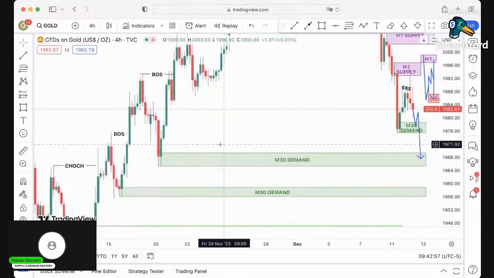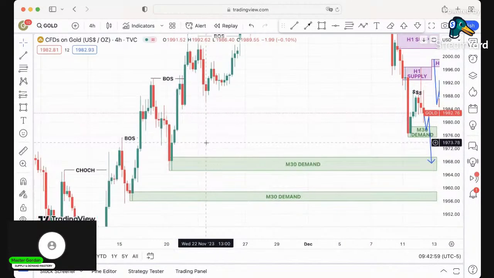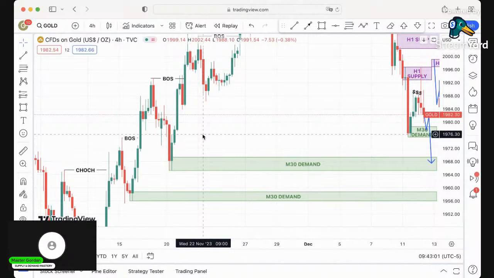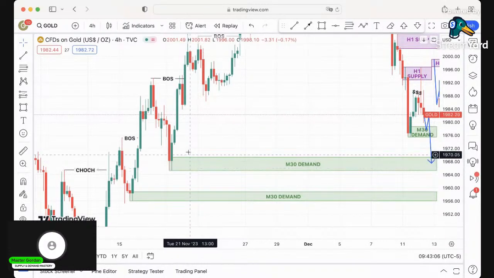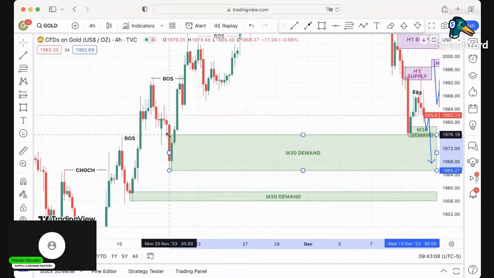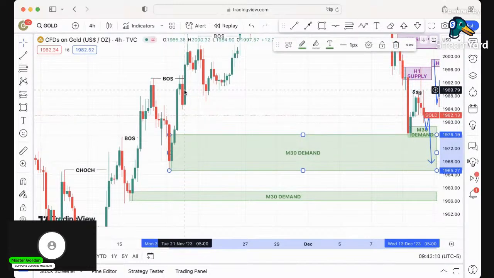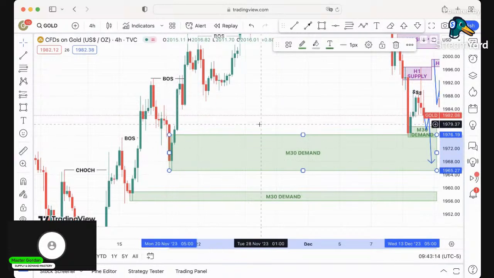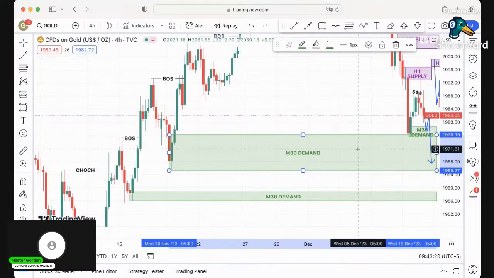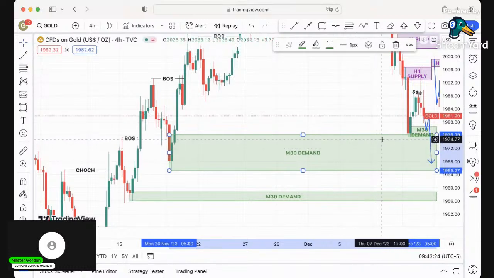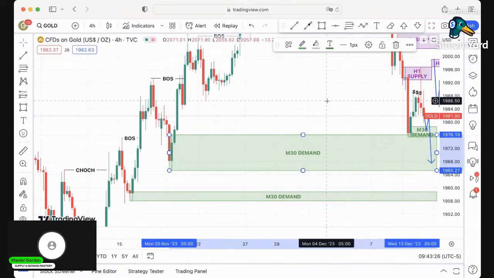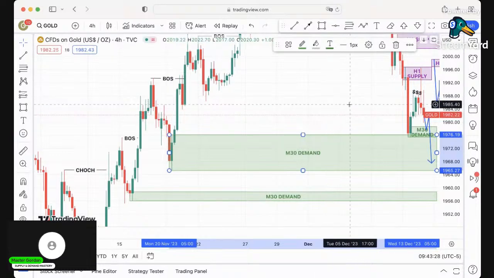If we take the H4 demand zone right here, the zone we can take from 1976 to 1965. Right, the zone is like right here. Can you see the zone? How big? 110 pips. This is an H4 demand zone. But for me, this is not a good entry. This is a good zone, but it's not a good entry. Why? Because the risk is too high. It will affect our risk and reward.